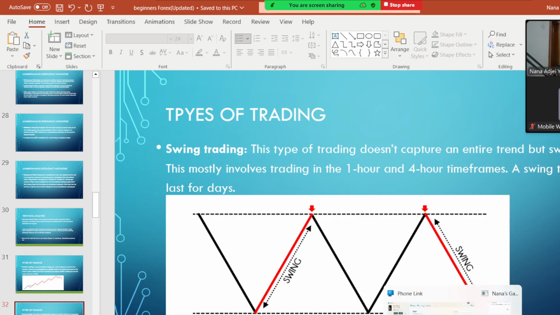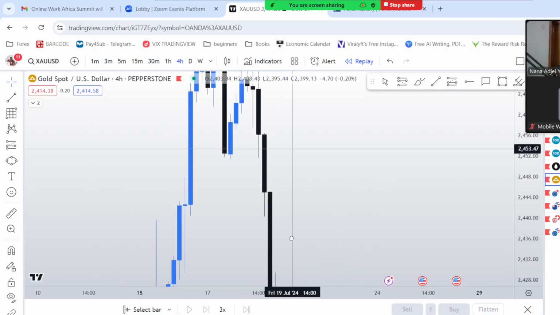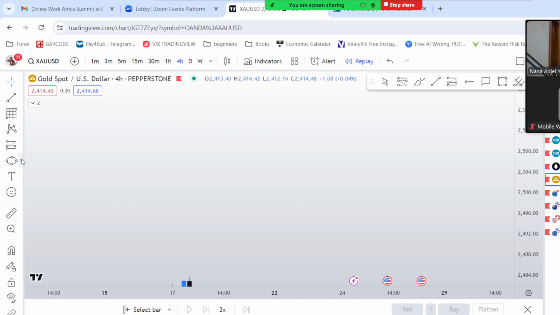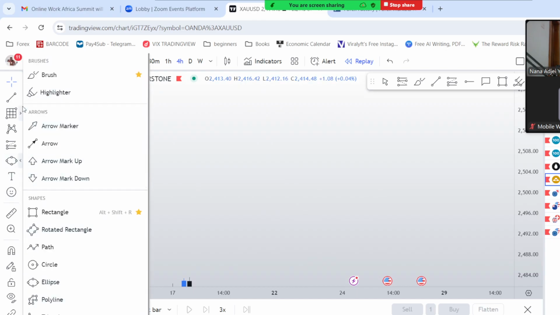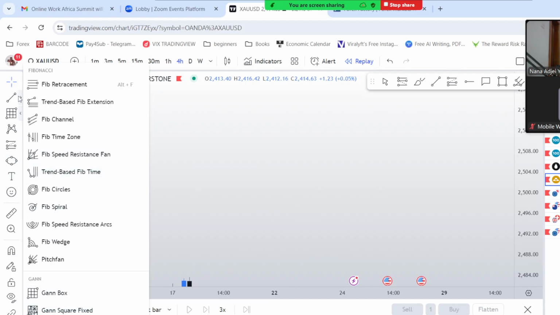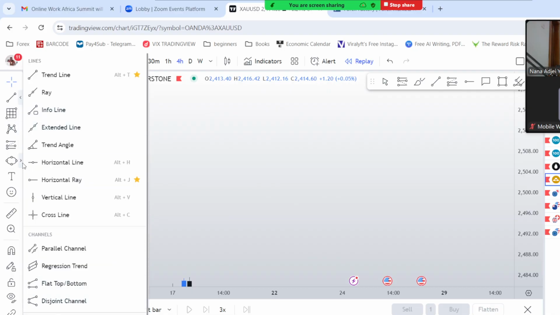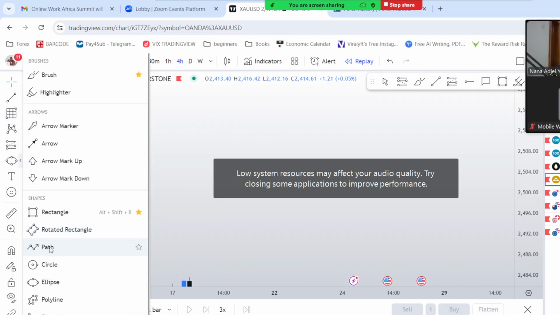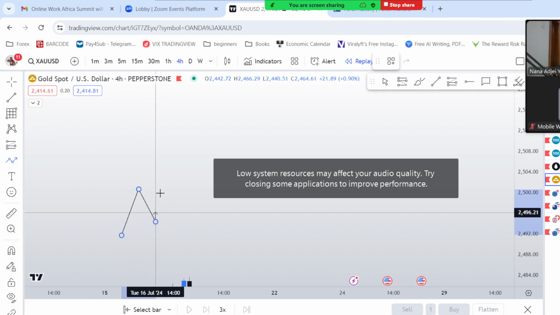Okay, so let's say for example we can have a trend trading to the upside like this. You can have a trend trading to the upside. Where is my part 2? Okay, so we can have a trend trading like this.